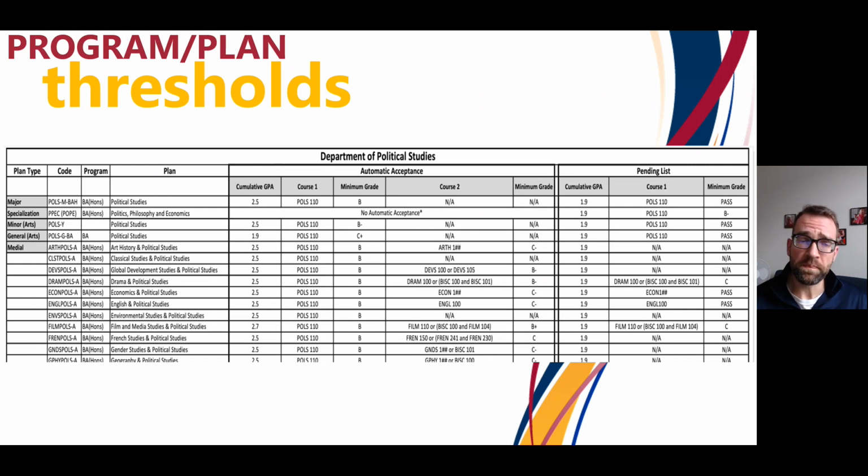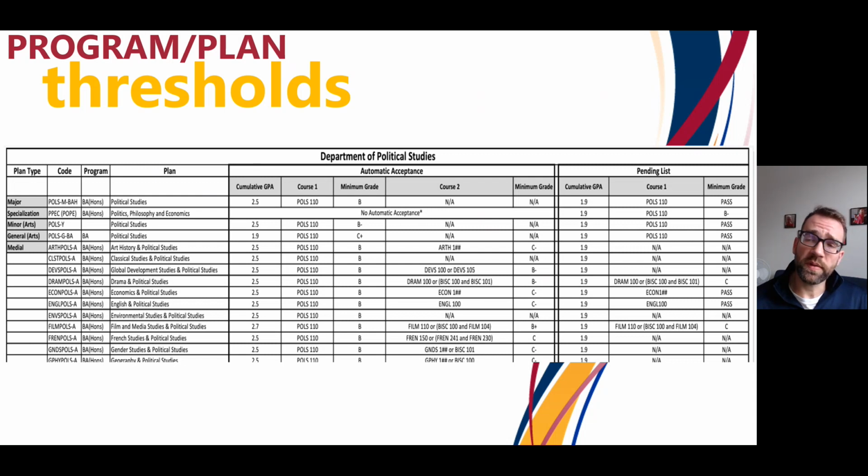Automatic acceptance means if you meet the criteria, then as soon as you click submit during plan selection, you're going to be automatically accepted. So in this case, for the political studies major, if you have a 2.5 cumulative GPA and you got at least a B in POLS 110, which is the intro political studies course, then you would be automatically accepted to this plan. The pending list is for those who maybe don't quite meet the automatic acceptance thresholds, but, again, in this case, political studies major, if you have a cumulative GPA of at least 1.9 and you've passed POLS 110, you would be placed on a pending list.